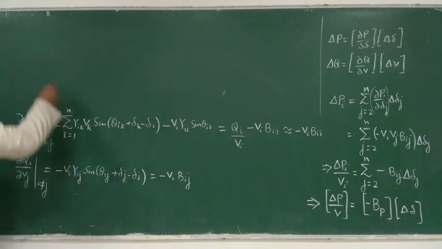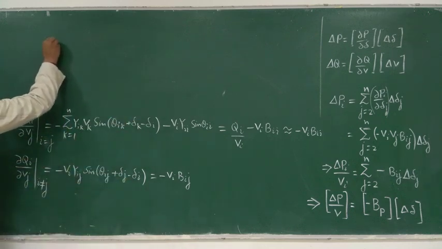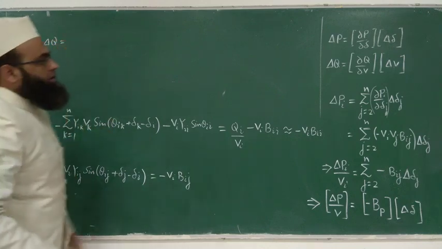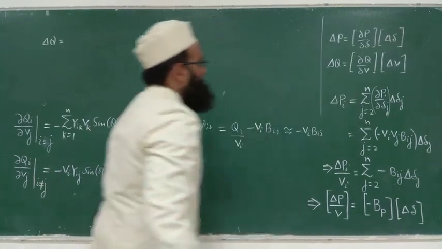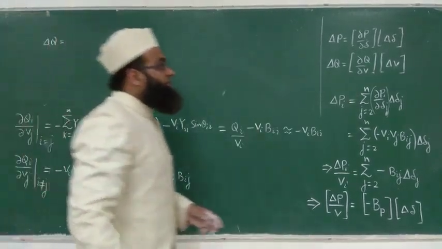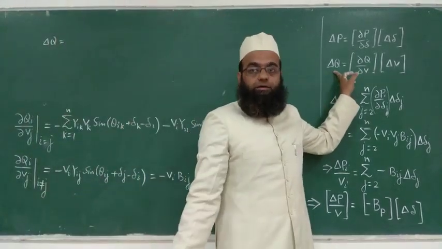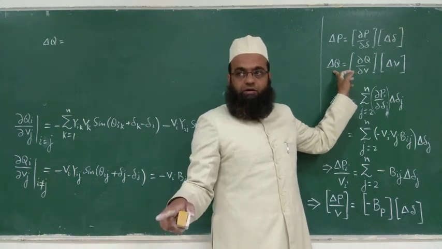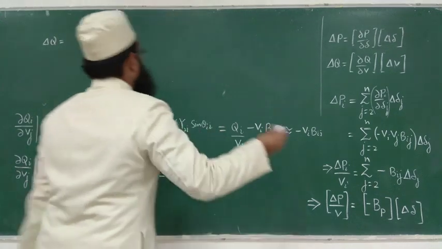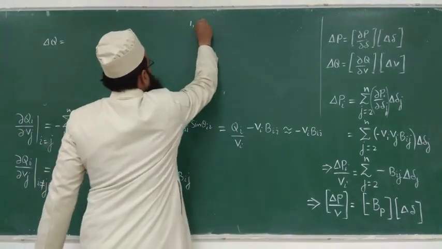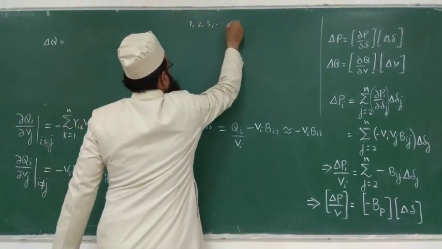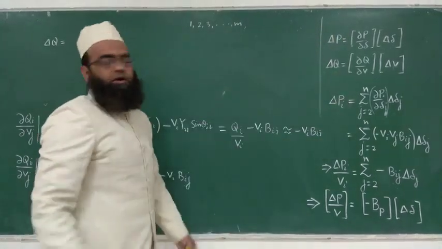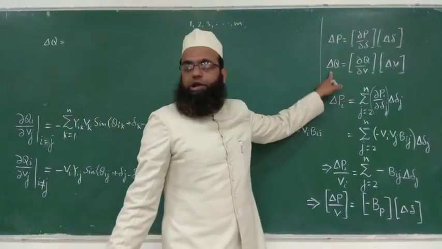So using similar procedures, del Q equals del Q upon del V. Again, for which buses do we have Q specified? PQ only. On PQ buses we have assumed a similar assumption. The first one is the slack bus, and 2, 3 up to M we assume PQ, is it not? From M plus 1 onward are PV. So we have to write for PQ only.